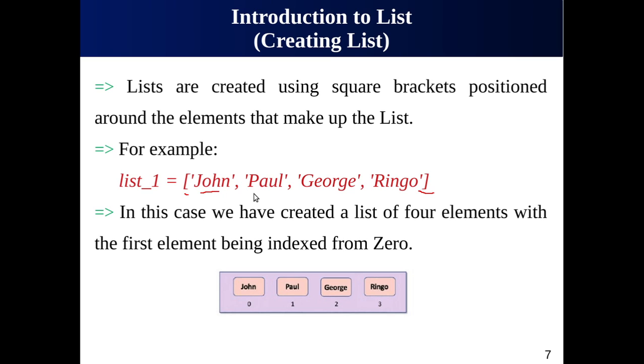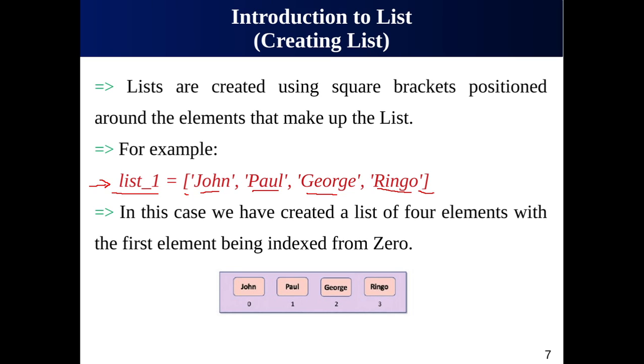So John is an element, Paul is an element, George is an element, and Ringo is another element. So in this case, we have a list of 4 elements, or you can say our list is made up of 4 elements. Okay, so you can see a list is a collection of data items, and these items are called elements. John is an element, Paul is an element, George is an element, and Ringo is an element. So in this example, the name of the list is list1, and it contains 4 data items or 4 elements, and they are enclosed in square brackets.